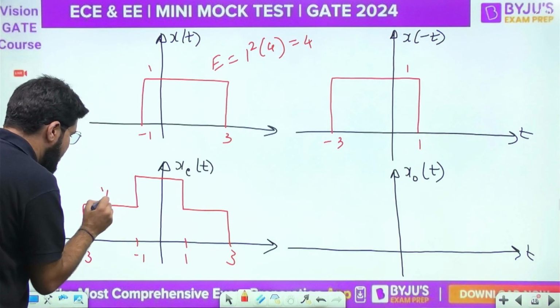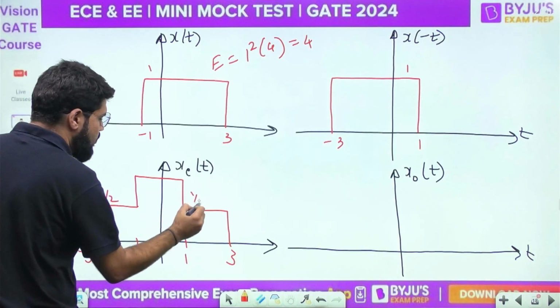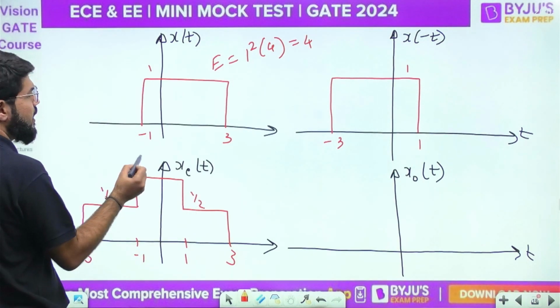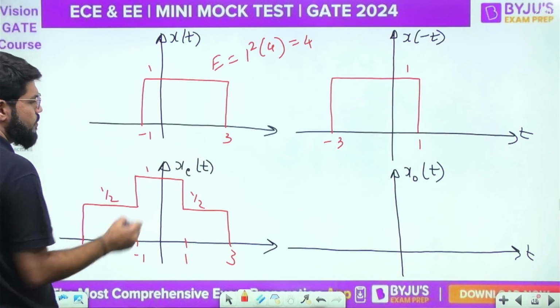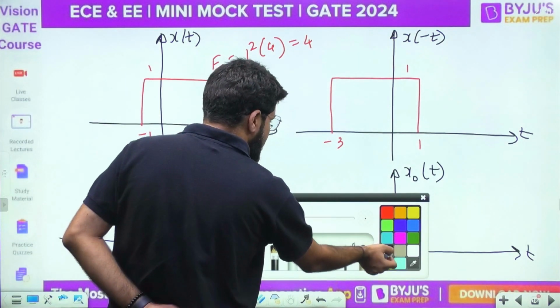Okay, whole divided by 2. So ये कितना आ गया? This will be 1 by 2. This will be 1 by 2. Okay, and this is going to be 2 by 2. This is 1. So what is the energy of this signal?